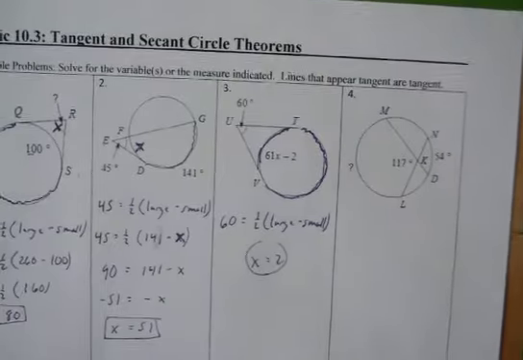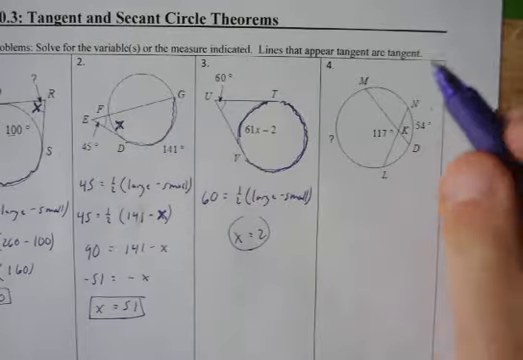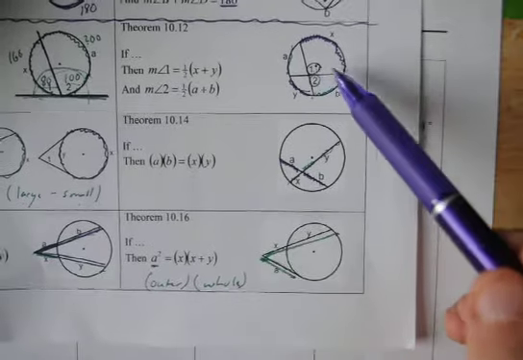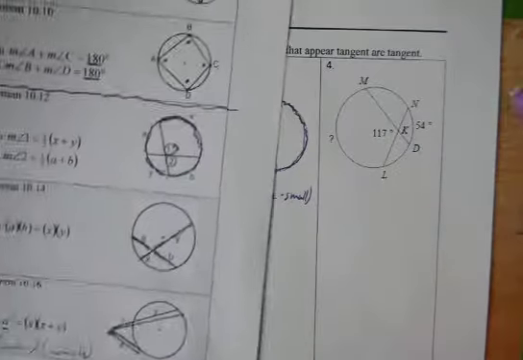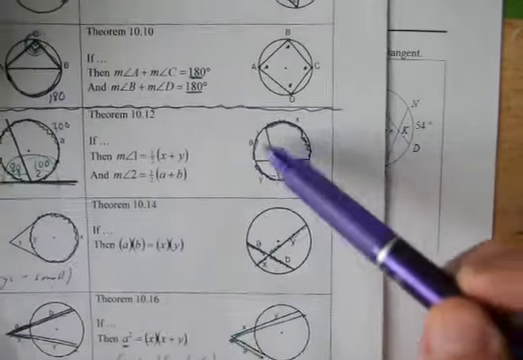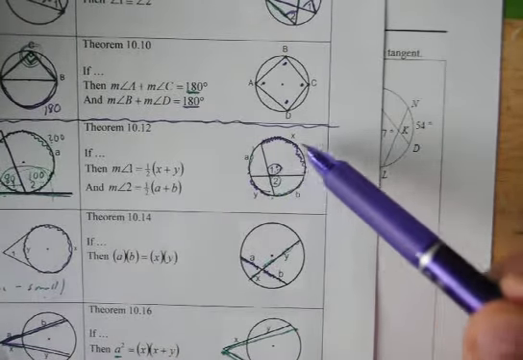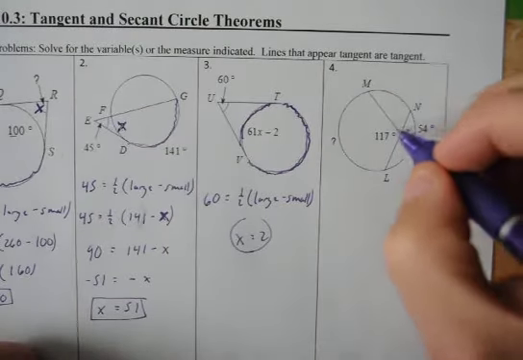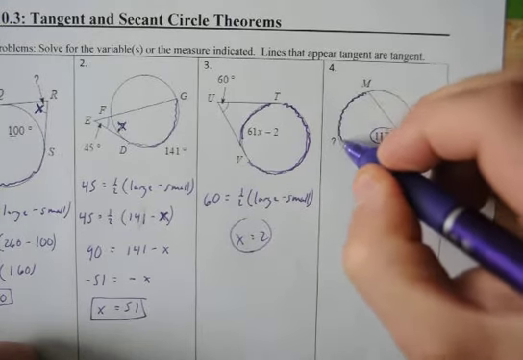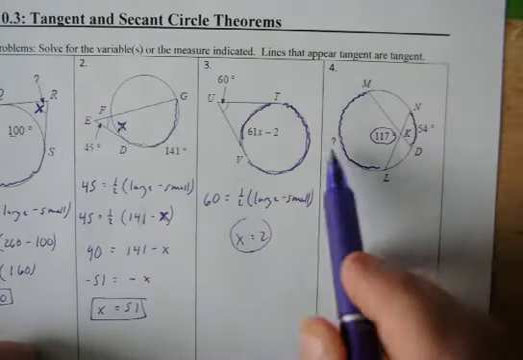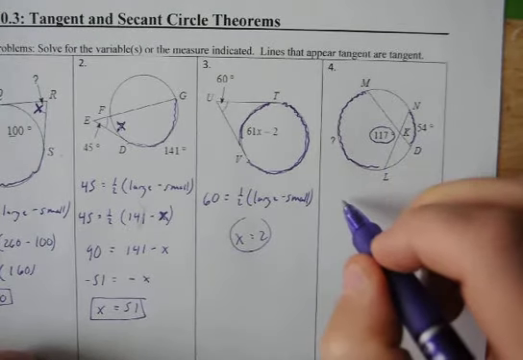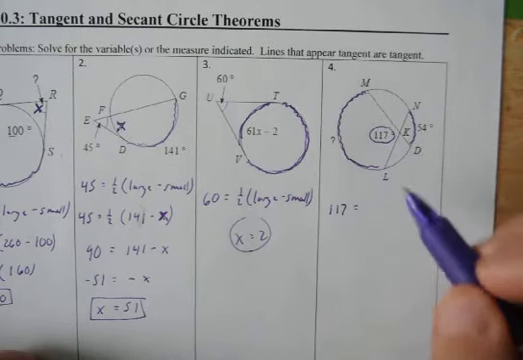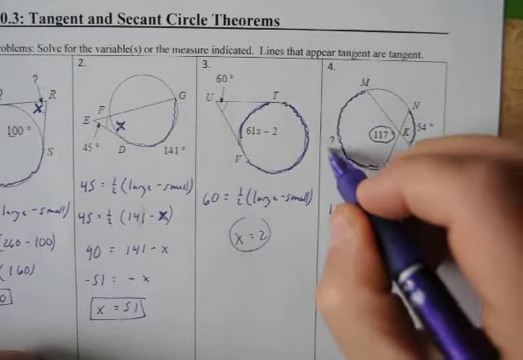Let's keep working. Number 4, we go to a different theorem. We've got some chords, and they're intersecting in here. So we're either going to be at this one or this one. And what are we looking for? We're working with the angles. So we're up here at Theorem 10.12, which says that the angle is the average of the vertical arcs. So this angle is the average of that and that. They're arcs that are across from each other. So think about it like this: 117, the angle, is the average. Call this our x.